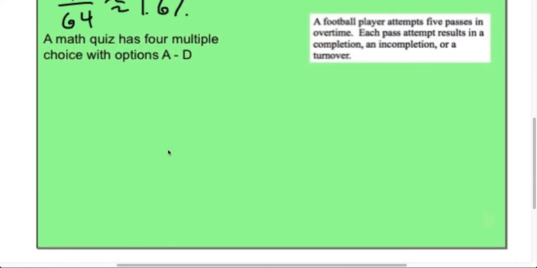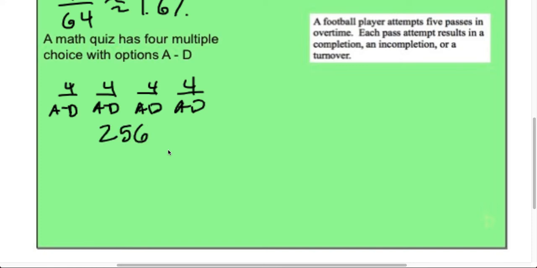A math quiz has 4 multiple choice questions with options A through D. So in this case, there are 4 questions. Again, each one has 4 options, A through D. So 4 times 4 times 4 times 4. 4 to the 4th power would give us 256 different ways.